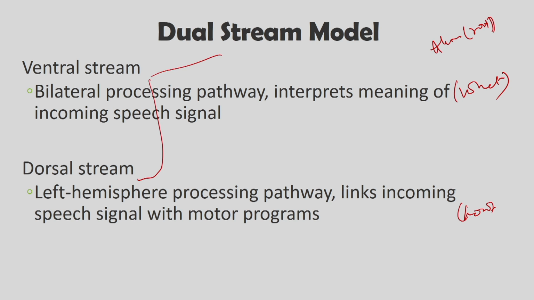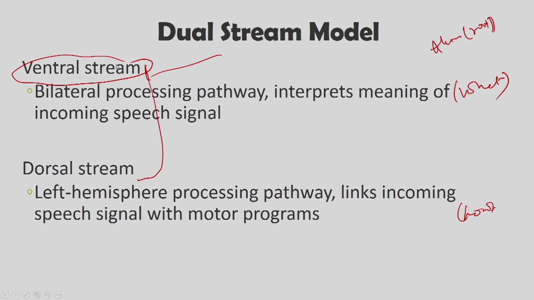So, Hickok and Poeppel 2007 propose that speech perception has two streams of information, or two ways of processing. There is a ventral stream of processing of speech, and there is a dorsal stream. The ventral stream starts from the temporal lobe to the auditory cortex, and the dorsal stream starts from the parietal lobe to the auditory information. Now, what is the ventral stream according to Hickok and Poeppel? What is it composed of?